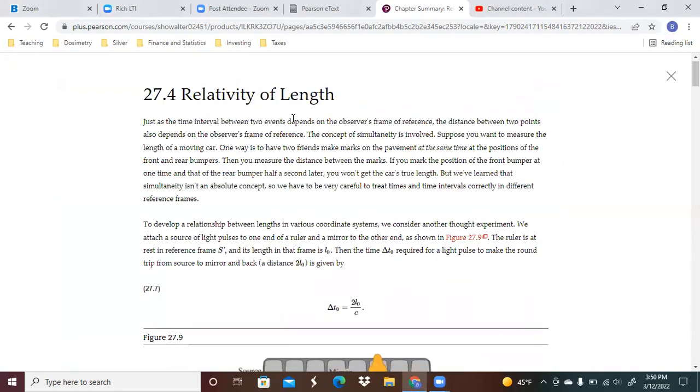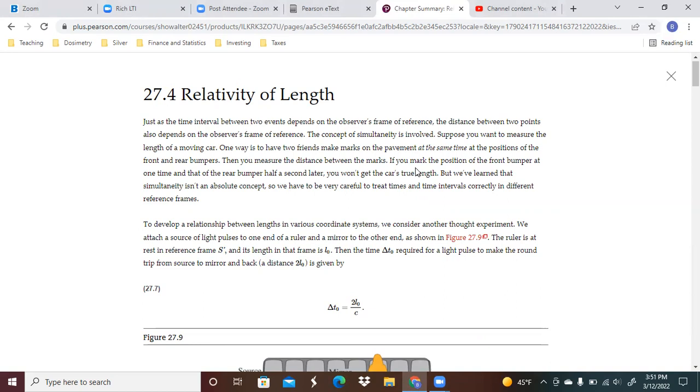So just as the time interval between two events depends on the observer's frame of reference, the distance between 2 points also depends on the observer's frame of reference. So the concept of simultaneity is involved. Suppose you want to measure the length of a moving car. One way is to have two friends make marks on the pavement at the same time at the positions of the front and rear bumpers. Then you can measure the distance between the marks.